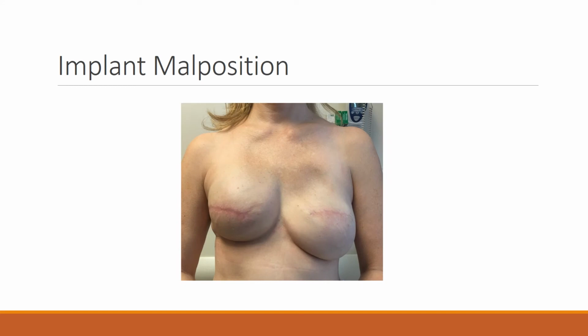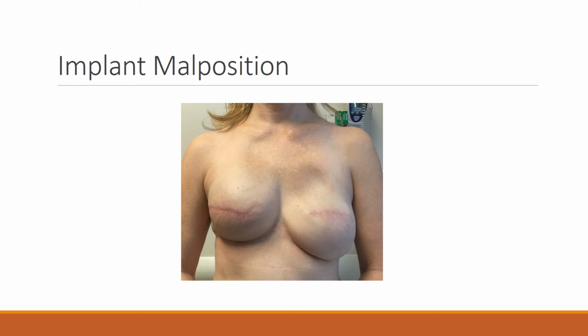Next is something called implant malposition. This woman underwent bilateral mastectomies and direct-to-implant reconstruction. As you can tell on the left side, her implant sits lower than the right side. What has happened is that the implant has slipped out of the pocket and fallen down lower than where it should be.